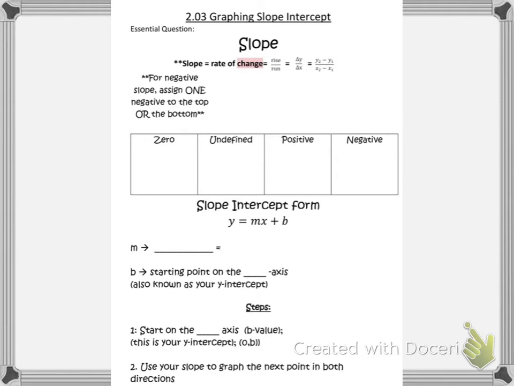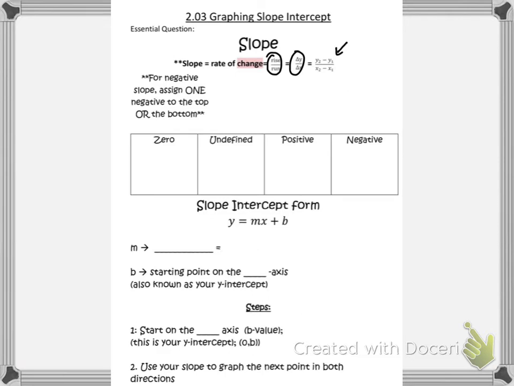So starting off, we have slope, which is defined as the rate of change. That's what we went over in 2.02. The change of one quantity in comparison to another. And that's calculated with rise over run. We also calculate it using delta y over delta x. And we do have the slope formula of y2 minus y1 over x2 minus x1. However, we don't really teach you guys this because we want you guys to be a little bit more advanced.